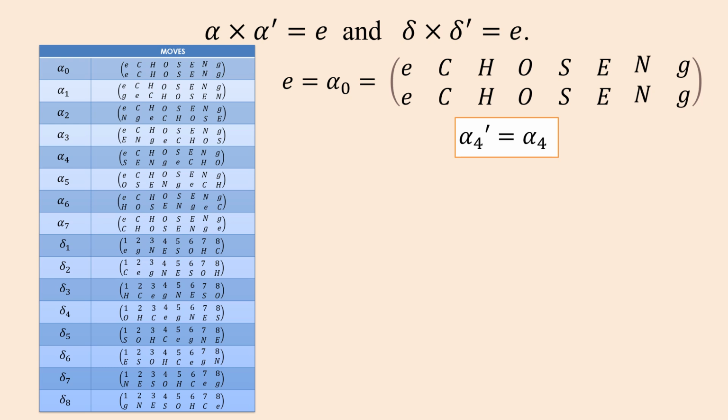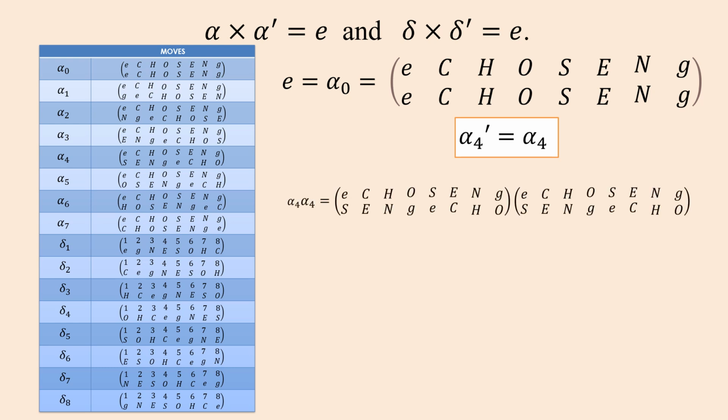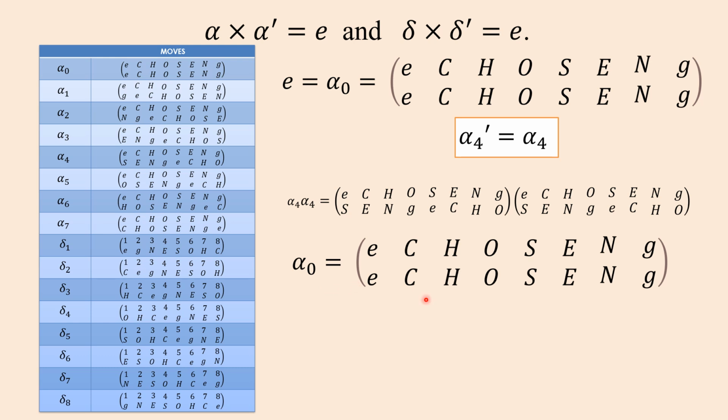Next is the inverse of alpha sub 4. Alpha sub 4 is equal to the identity element alpha sub 0. Therefore, the inverse of alpha sub 4 is alpha sub 4. ES, SE, EE, CE, EC, CC, HN, NH, HH, OG, GO, SE, ES, SS, EC, CE, EE, NH, HN, NN, GO, OG, GG.